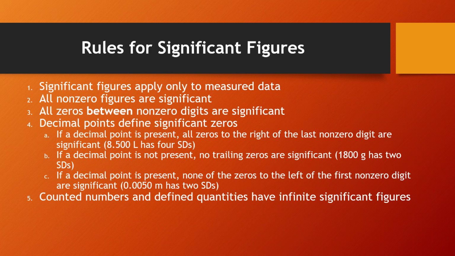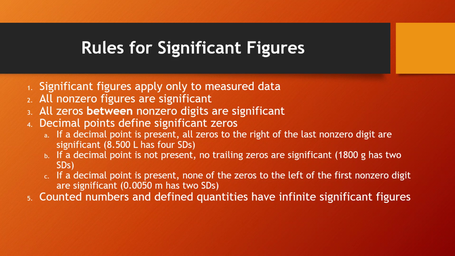So let's see some rules for significant figures. First off, significant figures apply only to measured data. So it's only going to be things that we're actually measuring. All non-zero figures expressed in a significant figure are significant. All zeros between non-zero digits, so 1.07, that zero is significant. Decimal points are going to define the significant zeros. If the decimal point is present, all zeros to the left of the last non-zero digits are significant. So 8.500 liters has 4 significant figures because we have calculated it out to 8.500. We're looking at that and that's very exact.